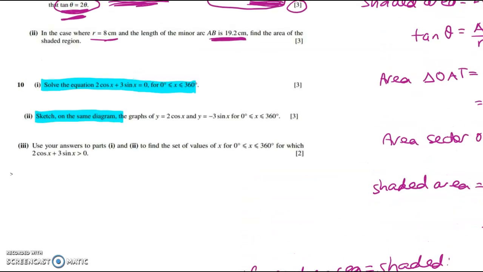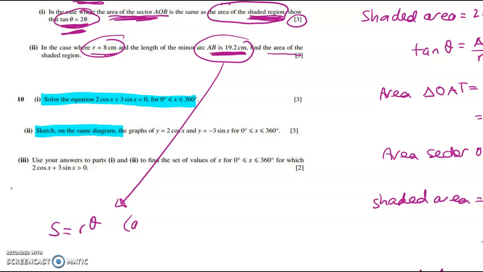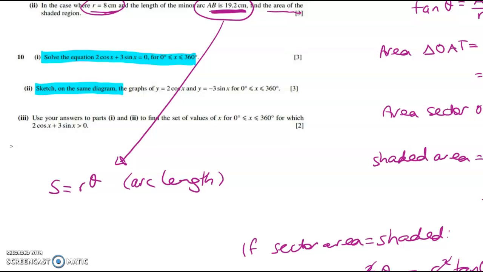The second part is pretty easy. We just have to find the area of the shaded region when we've got this value of r and this length of the minor arc AB. So all we're doing here is using my arc length formula, which is S is equal to r theta for the arc length. In our case, the angle is 2 theta. So we have 19.2 is equal to 8 times 2 theta, which gives me theta is equal to 19.2 over 16, so 1.2. What is my shaded area going to be? So now we just have to substitute that in.